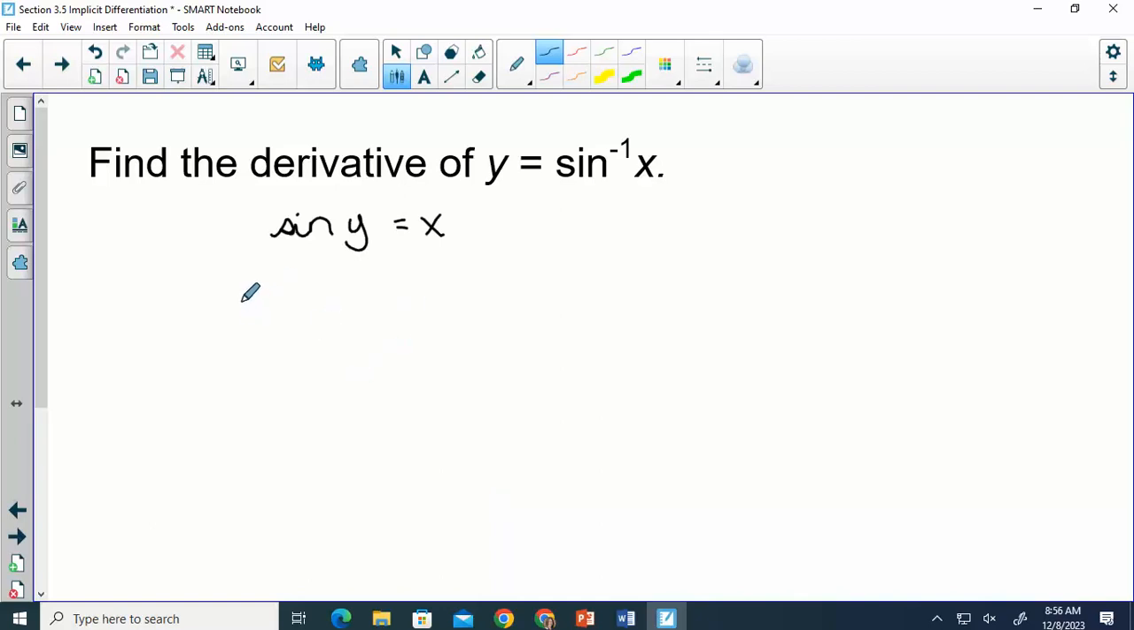So derivative of sine is cosine, angle stays the same, times derivative of the inside, so derivative of y is dy dx, equals derivative of x is 1. So dy dx is 1 over cosine of y.